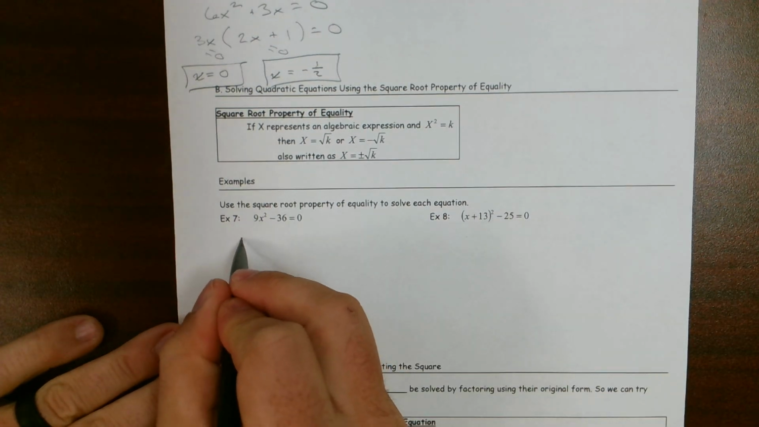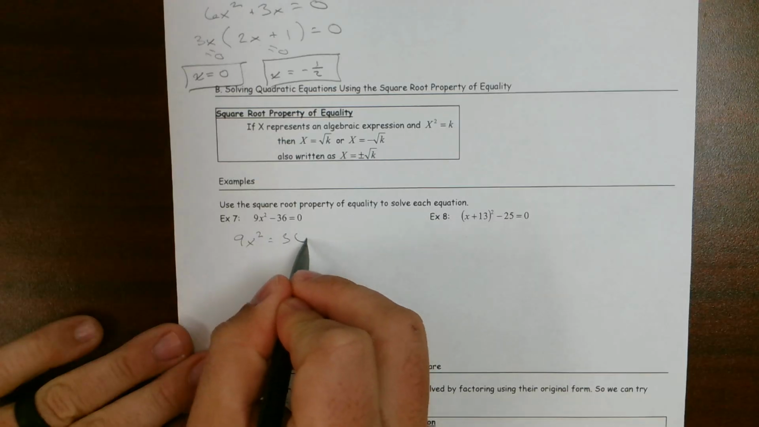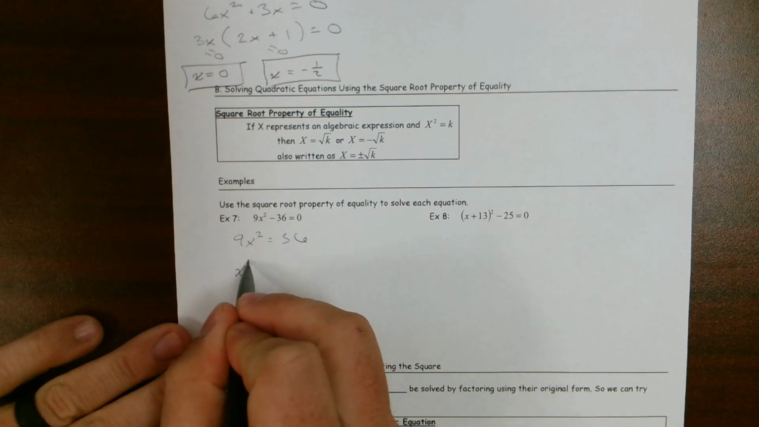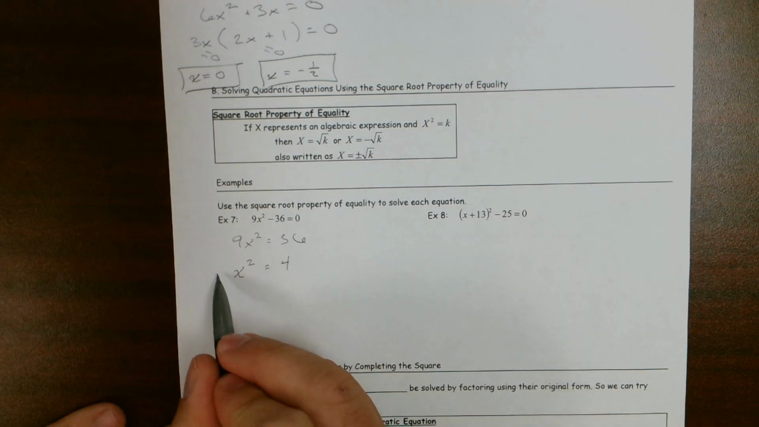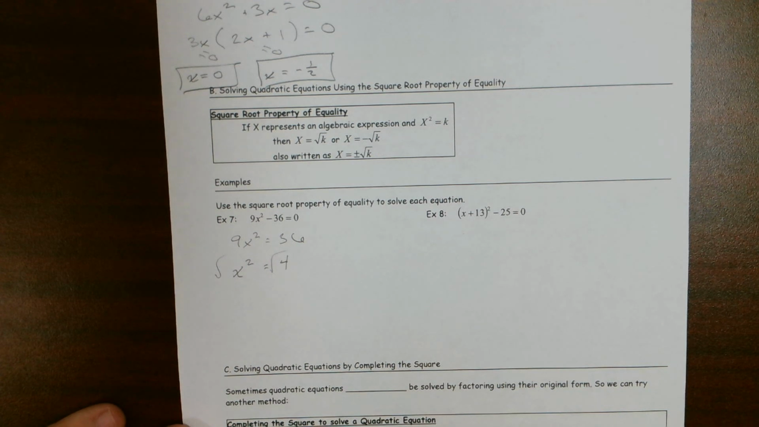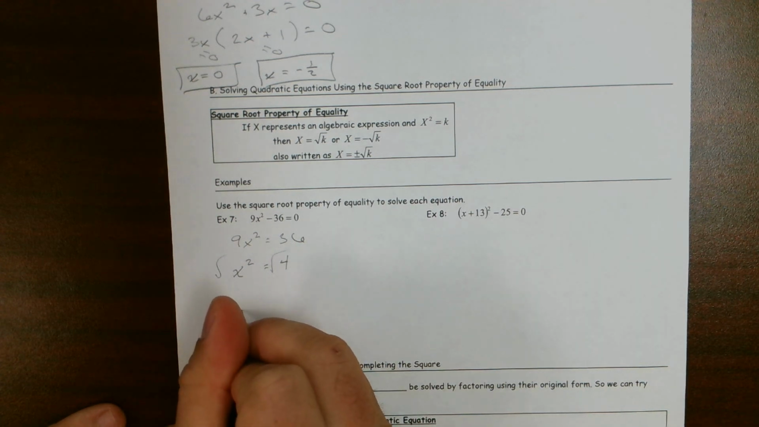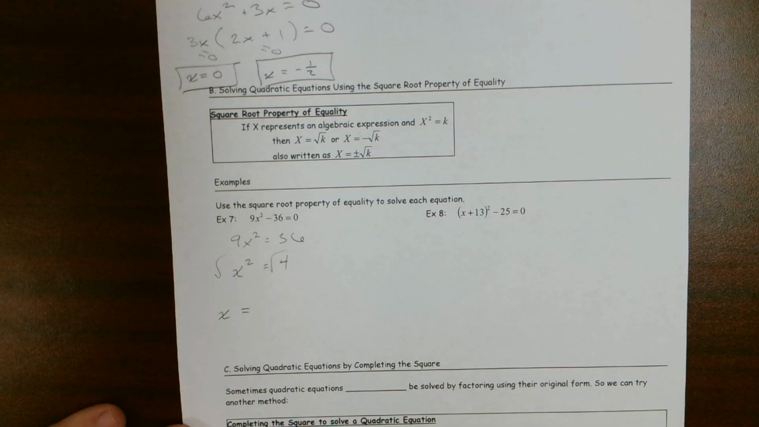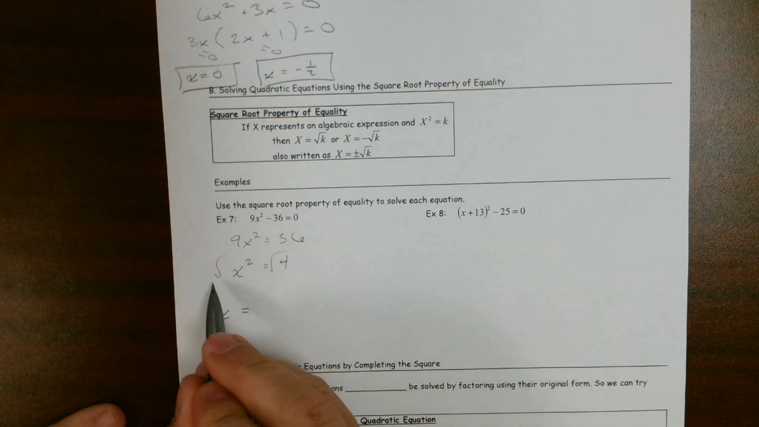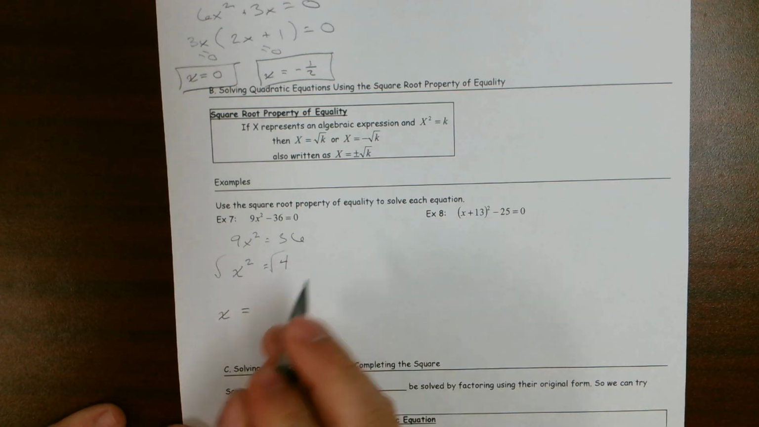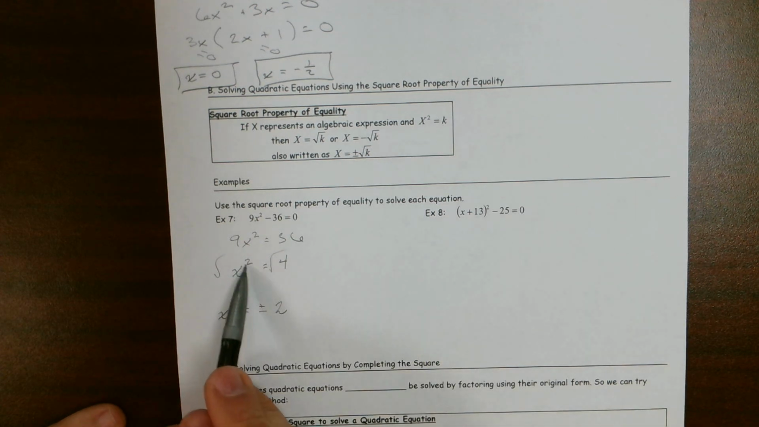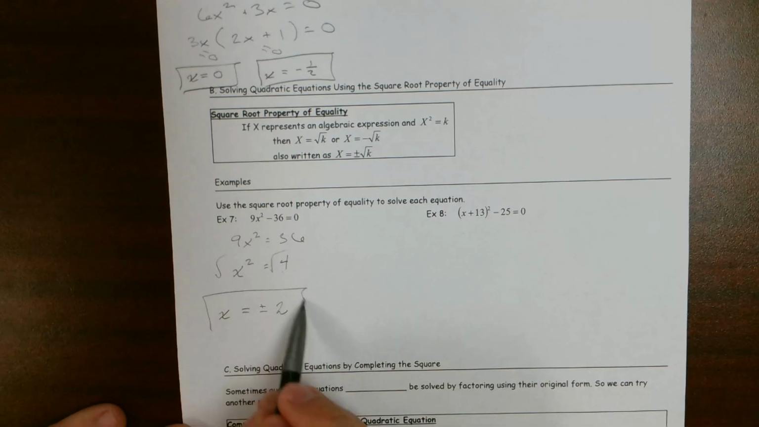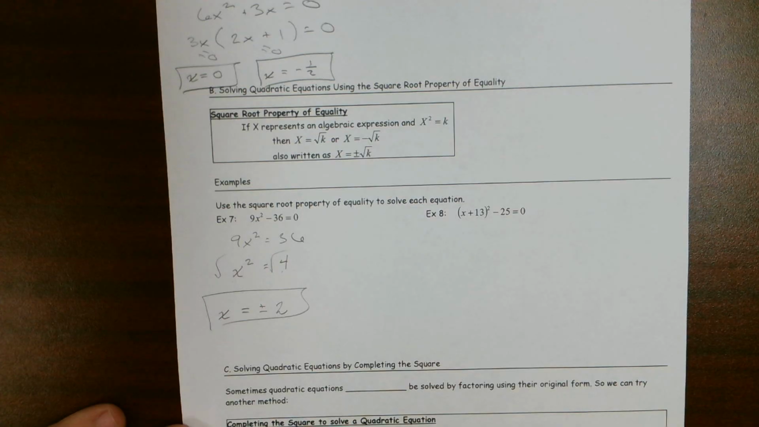So I'm going to add 36. So I got 9x squared equals 36, and I'm going to divide by 9. So I got x squared equals 4. Now we're going to go through and square root each side, and x is going to be equal to, don't forget you square root to solve, you square root x squared and square root 4. Don't forget your plus or minus, folks, because 2 squared could equal 4, and negative 2 squared would also equal 4. So your two answers are plus or minus 2.